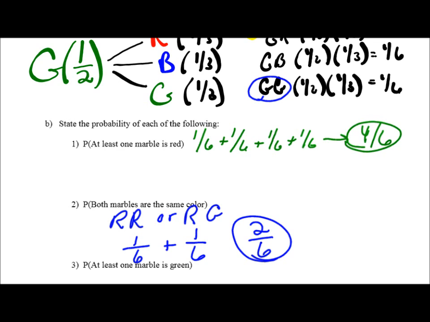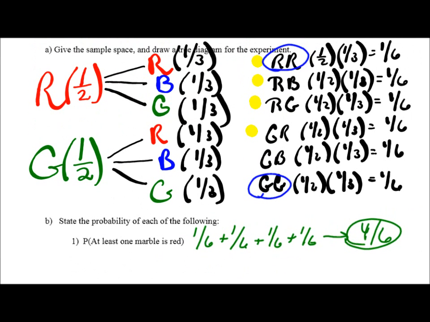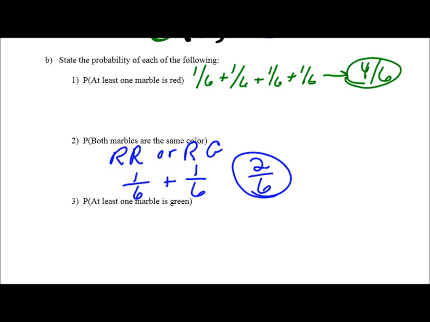And again, that makes perfect sense. If you look at our sample space, out of the 6 possibilities, 2 of them have the same color. Finally, they're asking us to find the probability that at least one of the marbles is green. So let's see what we have here. At least one is green. That happens here, here, here, and here. 4 out of the 6. So the probability that at least one of them is green is 4 out of 6.